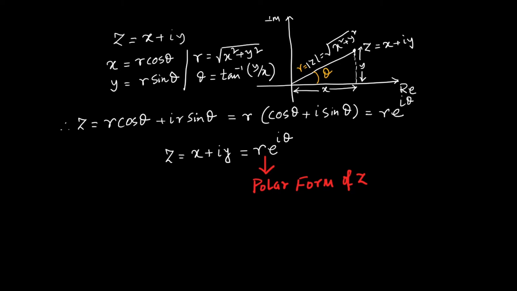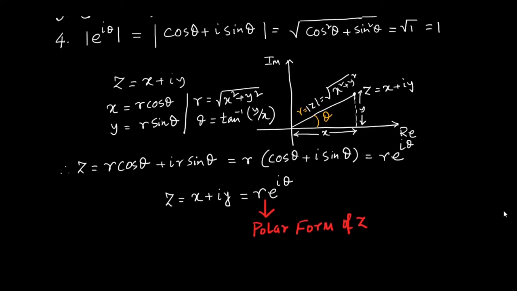Now note that if you look at this diagram carefully, for a particular z, r is fixed, or r is unique, but theta is not. I mean to say, for any particular complex number z, r will always be unique. You will get only one value of r. But due to the periodicity of sine and cosine, you may get different values of theta.